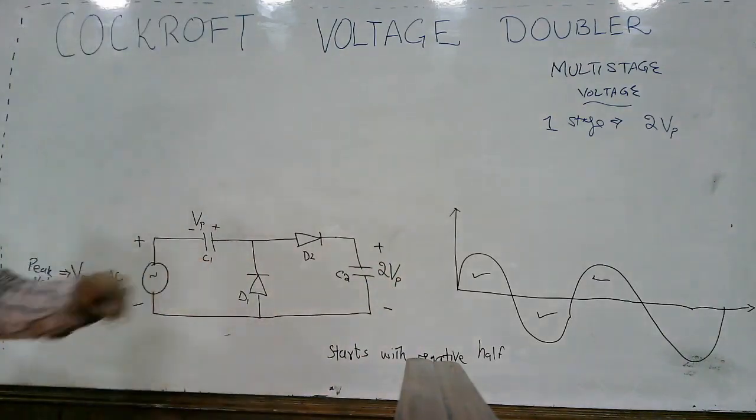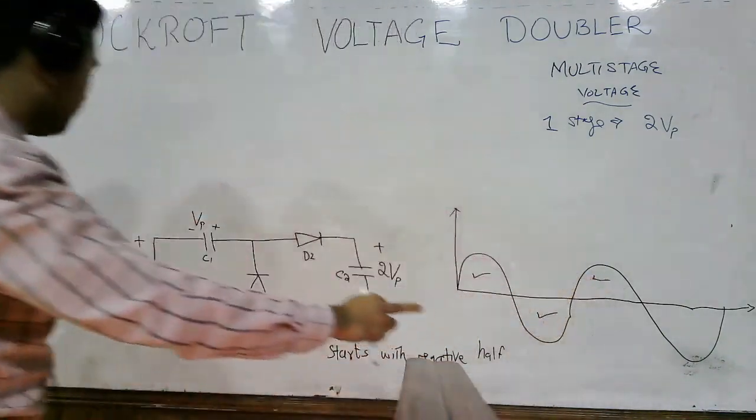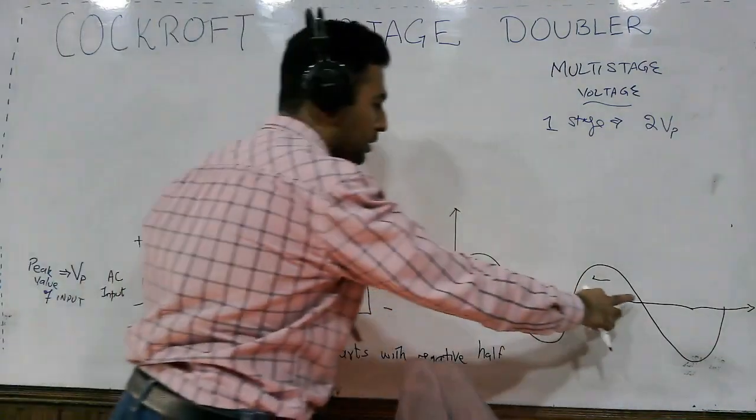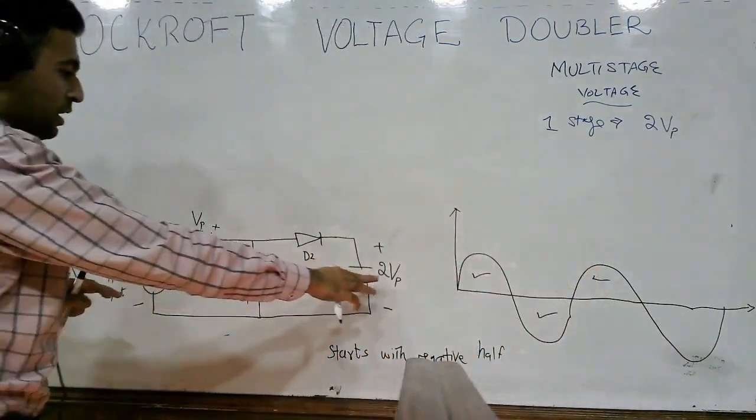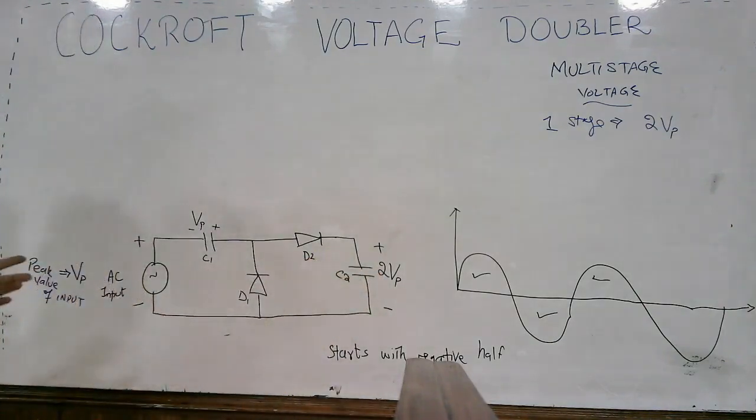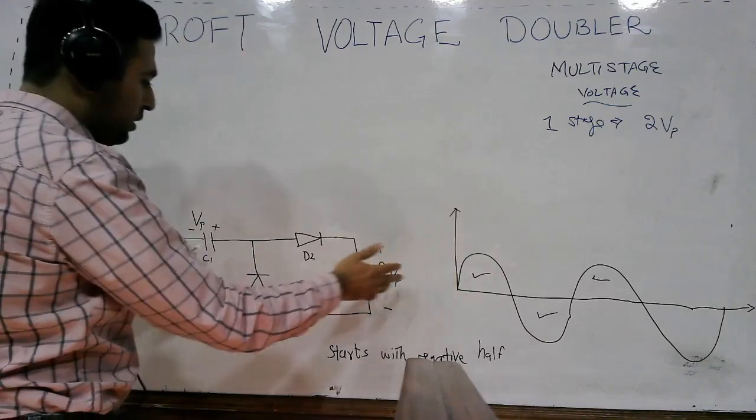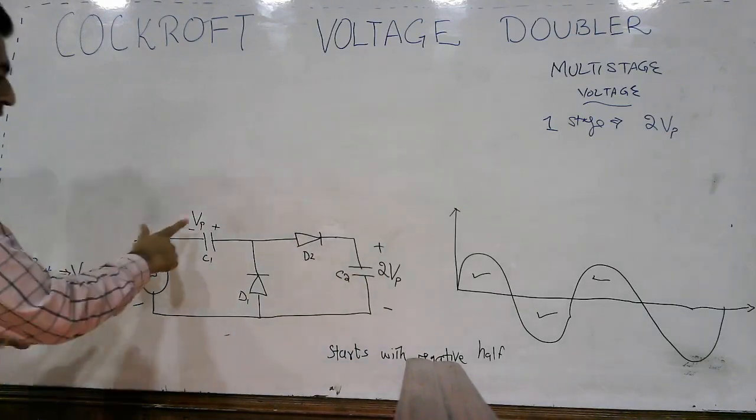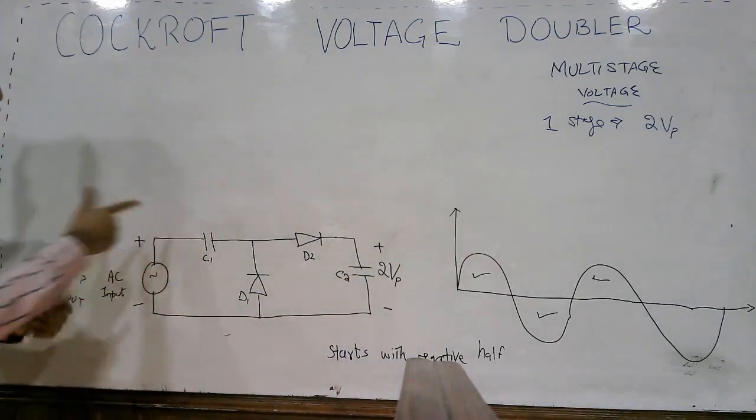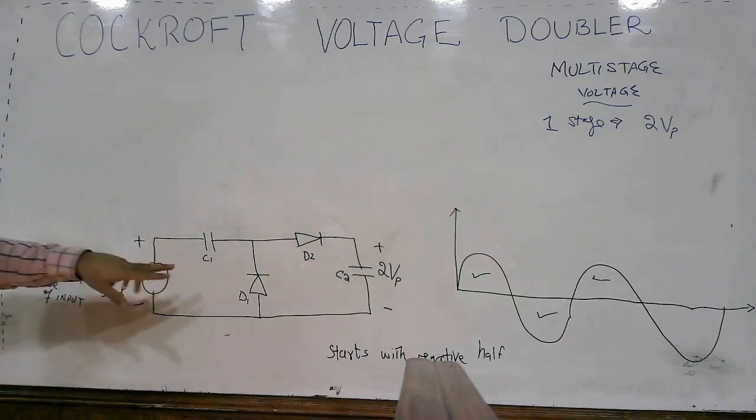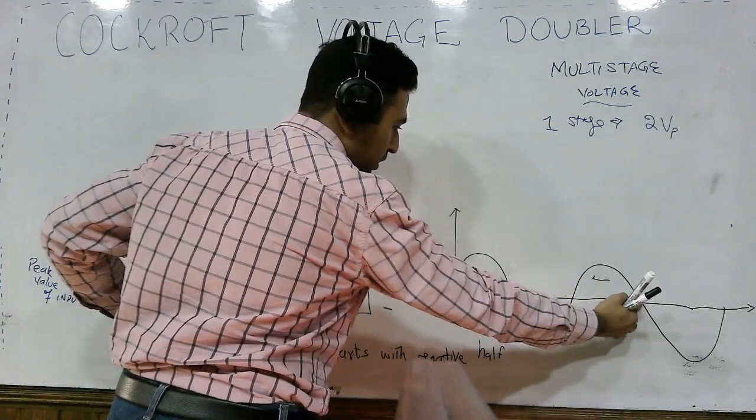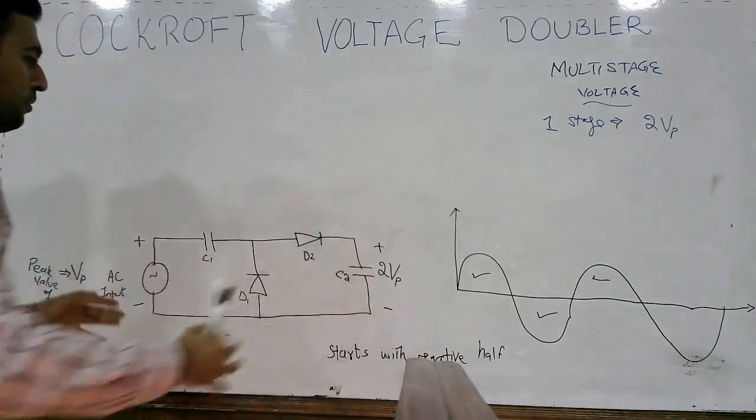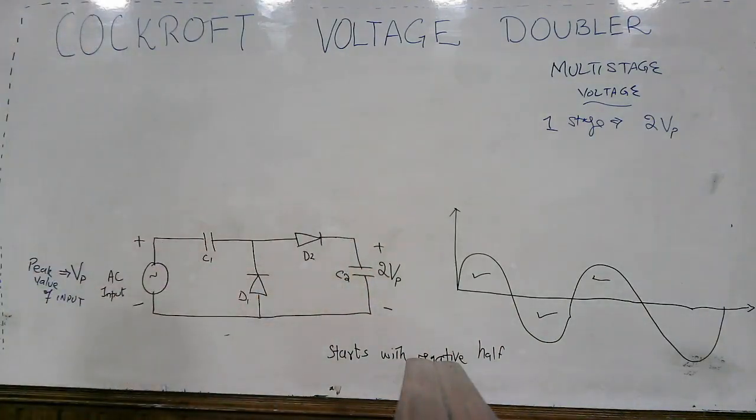So at the end of this positive half, the voltage here is developed to 2 Vp, and at the end this capacitor is discharged into this capacitor. So here you have no energy stored. At this point, here is the scenario. Now we want to increase the voltage, we want to add more cycles. So let's see what we have.